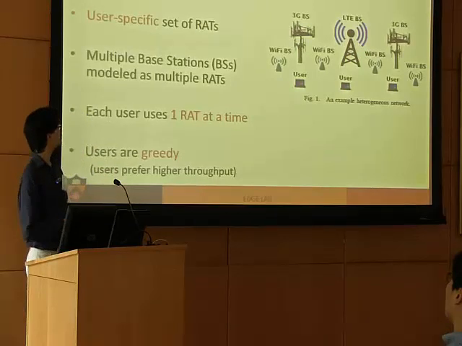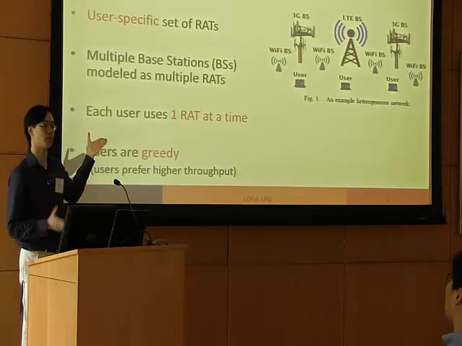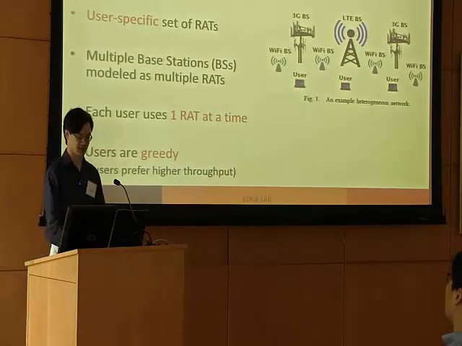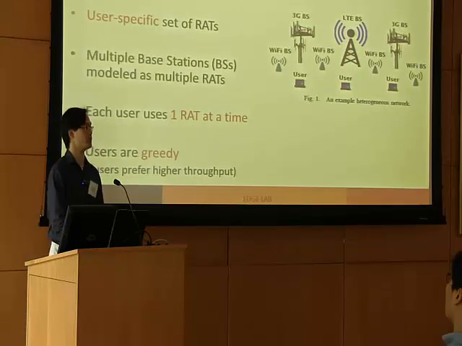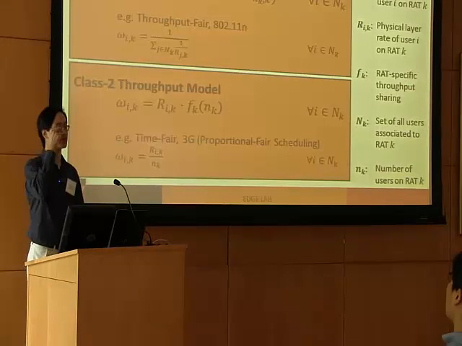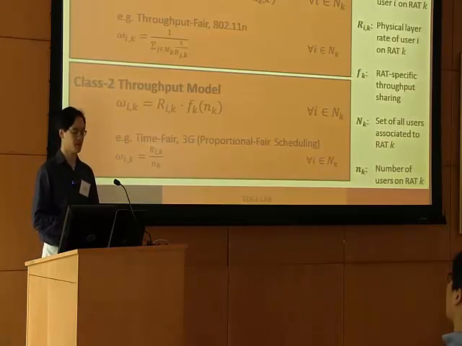We also assume that there's no traffic splitting for simplicity, so each user can connect to at most 1 rat at a time. And finally, again, users are greedy. They would prefer more throughput to less. You can't do worse with more throughput. So it's clear that if there's multiple users on a given rat, there must be some sort of throughput sharing going on behind the scenes.